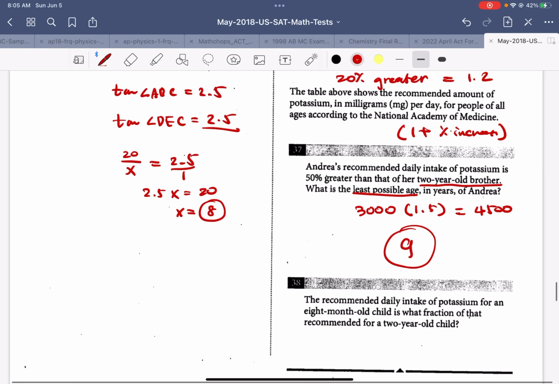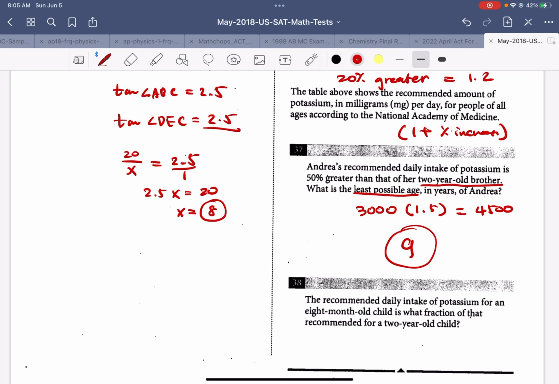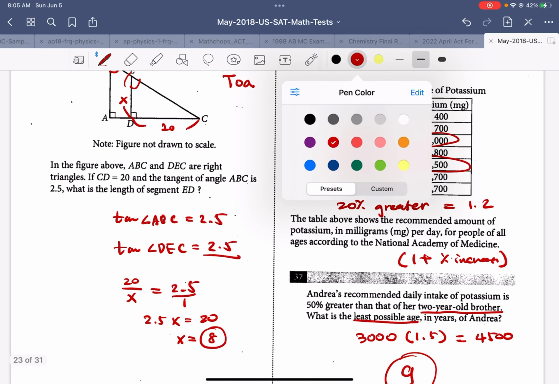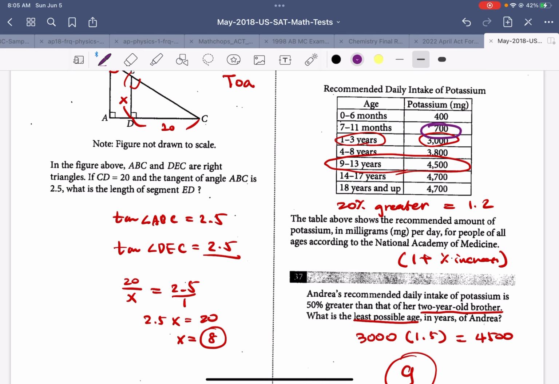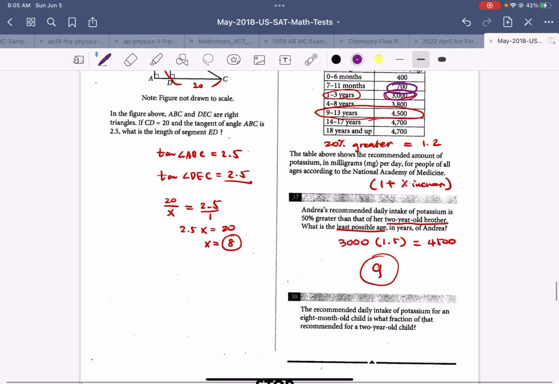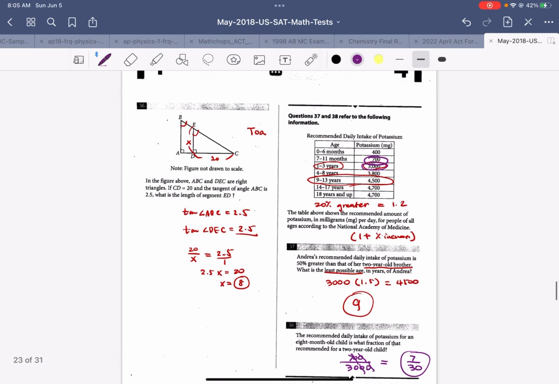The recommended daily intake of potassium for an 8-month-old child is what fraction of that recommended for a 2-year-old child? In the table, 8 months old is here, 700, and 2 years old is 3,000. So what is the fraction? 700 out of 3,000. When you reduce, two zeros drop out, so 7 over 30. That's the answer. All right, that's it for our calculator section.